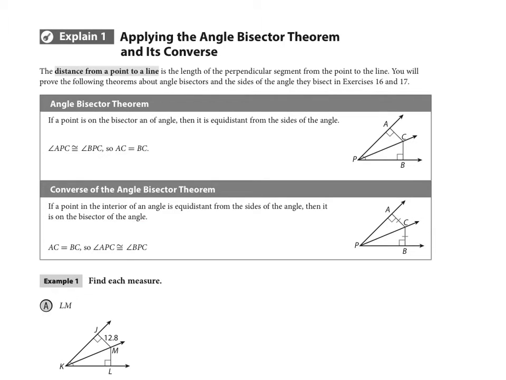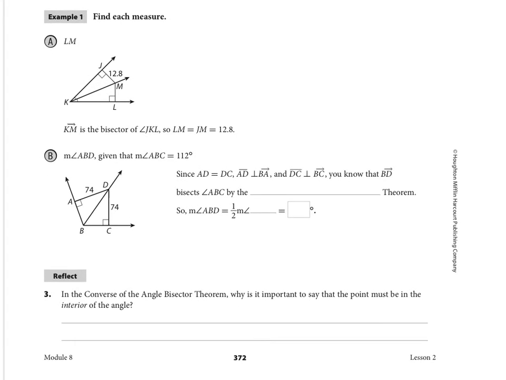So we want to use these two theorems in example 1. Example 1 asks us to find the measure of segment LM, and segment LM is this piece right here. Notice that this ray KM has two congruent angles on either side of it, and that makes it an angle bisector. And so that means that the distances JM and LM are equal. So we're looking for LM to be 12.8 there.